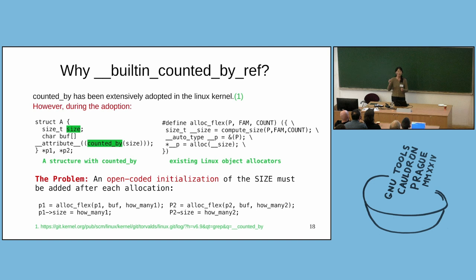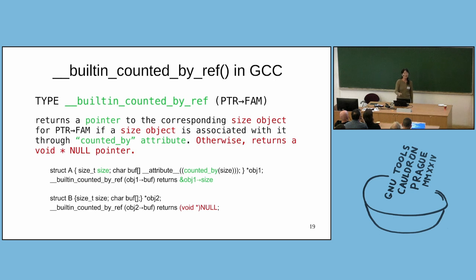So when they try to add the counted by attribute in the source code, the major issue is that after each allocation, every time they call the macro, they have to add an open coded initialization after the allocation. That seems okay for only one or two, but there are a lot of places in the Linux kernel that call this macro. So adding it at every place is too tedious and error prone. So they requested this new built-in to help their adoption.